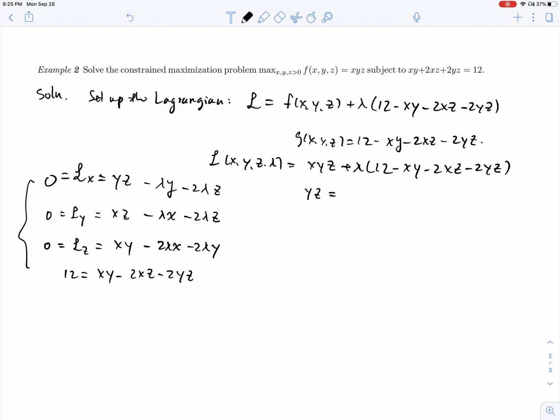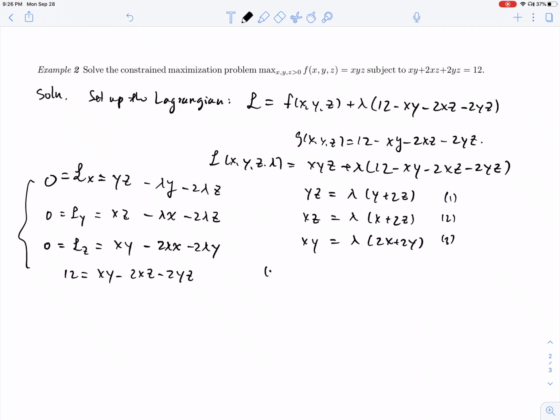So we have yz equals, let's factor lambda out, lambda times (y plus 2z), right? And xz equals lambda times (x plus 2z). And then xy is going to be equal to lambda times (2x plus 2y). So how can we eliminate lambda? We're going to use a different method than the textbook used to see if it's going to work. This is 1, this is 2, and this is 3.